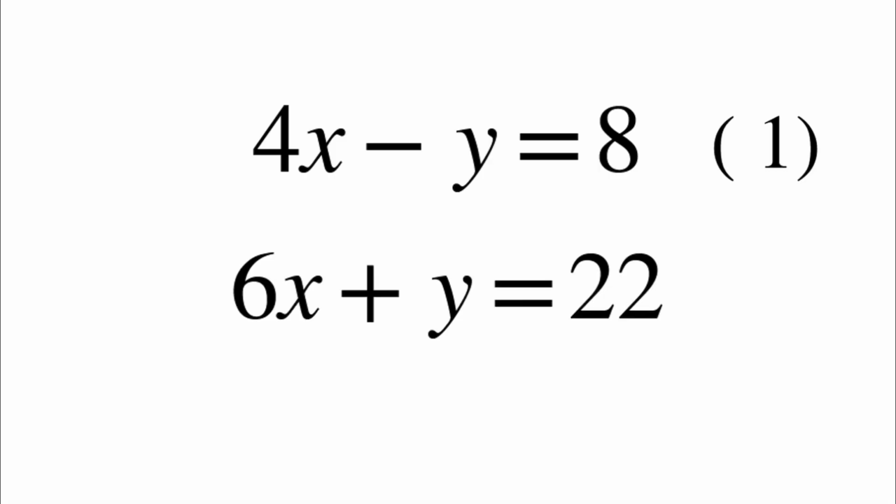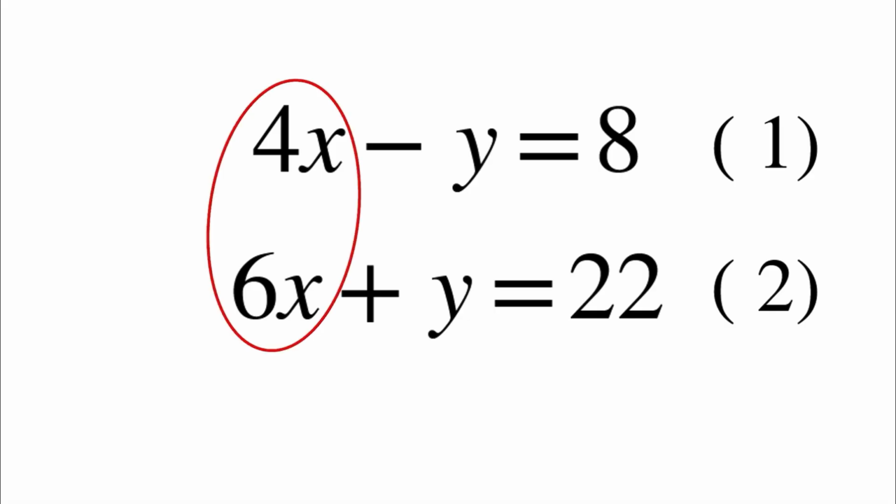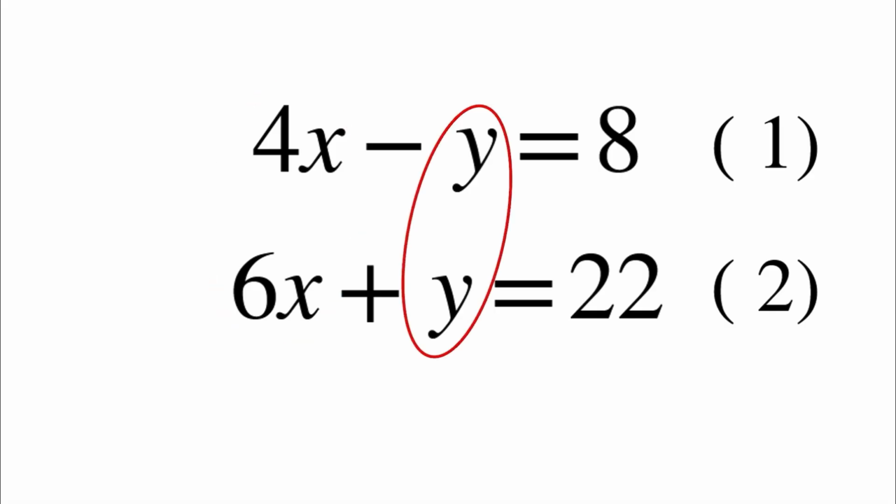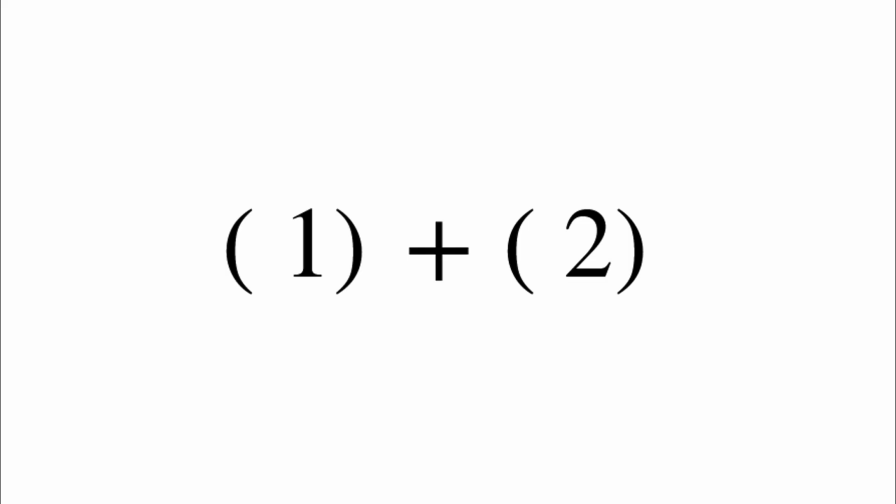Let's do another example. Here we have two equations again, 4x minus y equals 8 and 6x plus y equals 22. Once again we're going to label these equations as 1 and 2. We need to eliminate either the x or the y variable, so we need to consider these separately. Look at the x variables and look at the y variables. Which of these is going to be the easiest to eliminate, do you think?